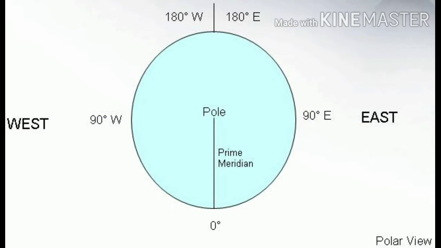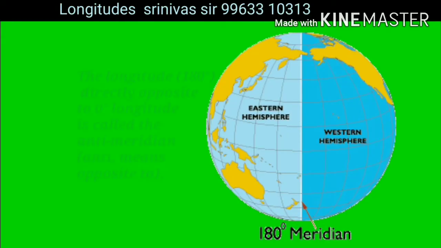Dear children, there are no separate 180 degrees east and 180 degrees west longitudes. So the 180 degrees longitude is only one. When we see it from the east side, it is called 180 degrees east. When we see it from the west side, it is called 180 degrees west. But there is no designation for the 180 degrees longitude. It is not designated by any direction because it is in the center.